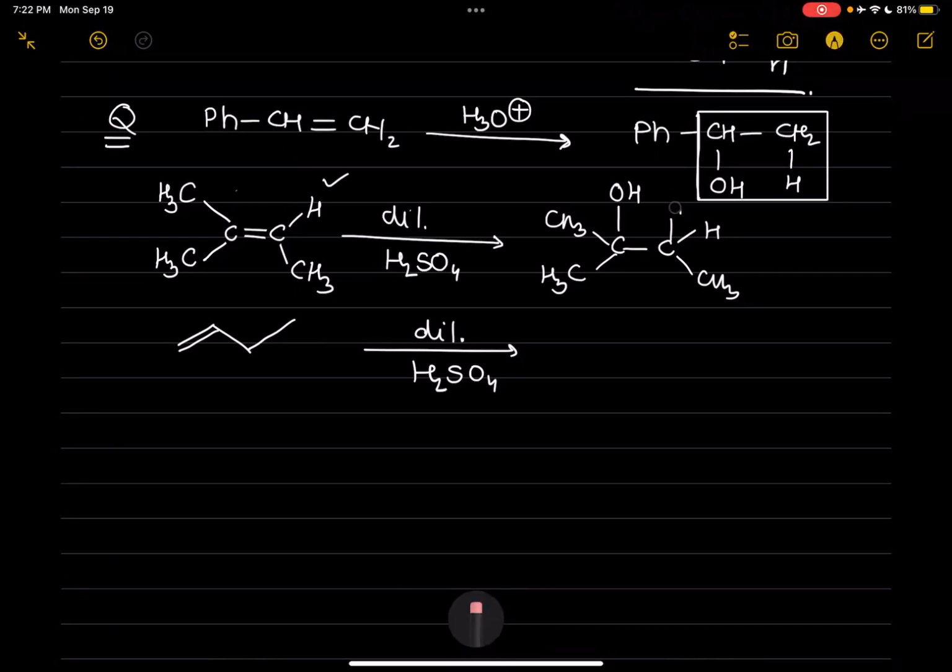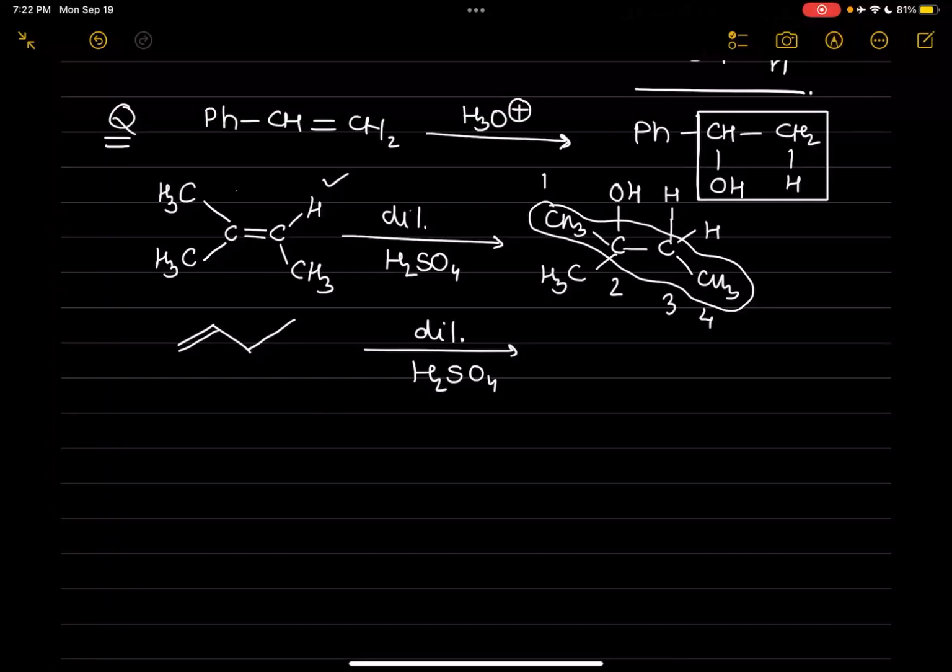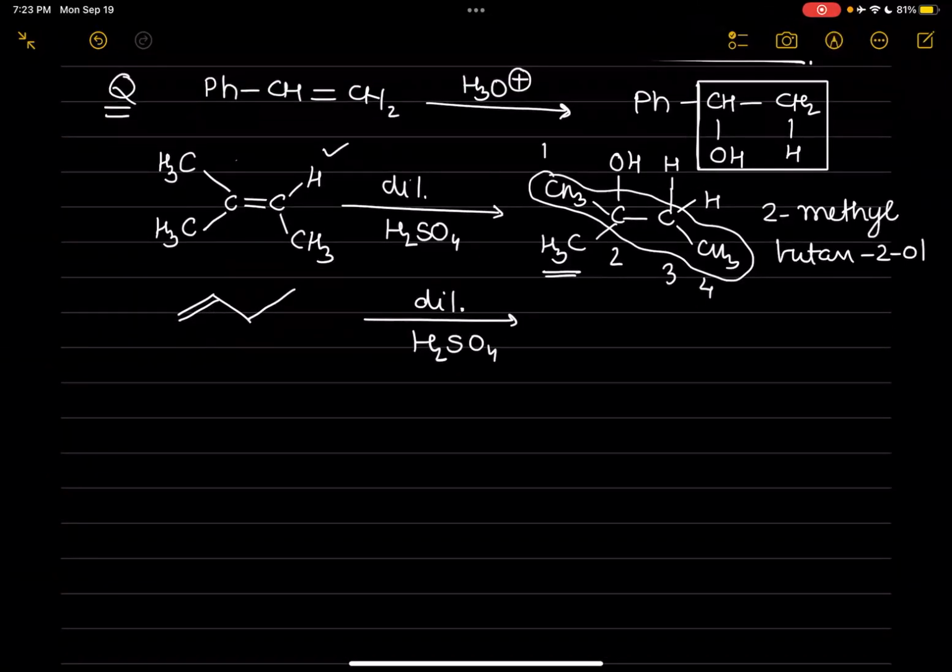So this is going to be H2O, okay? So what's going to be the answer? What's going to be the IUPAC name? So this is the main chain which I have selected. I will do the numbering from this side: butan-2-ol, and 2-methylbutan-2-ol. Butan-2-ol, right? Is it clear? Yes.